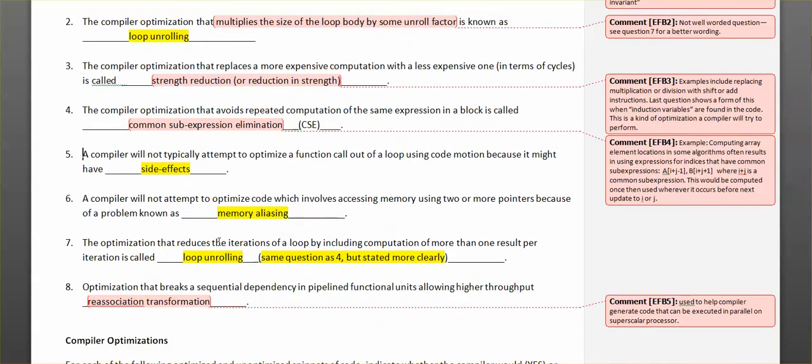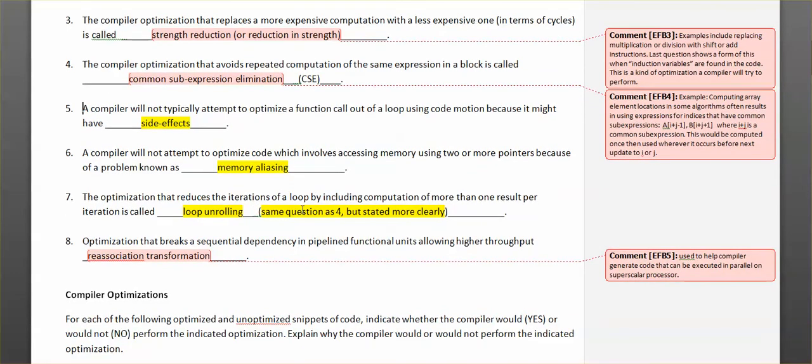A compiler will not attempt to optimize code which involves accessing memory using 2 or more pointers because of a problem known as memory aliasing. Okay, 7, we just talked about that one a second ago.